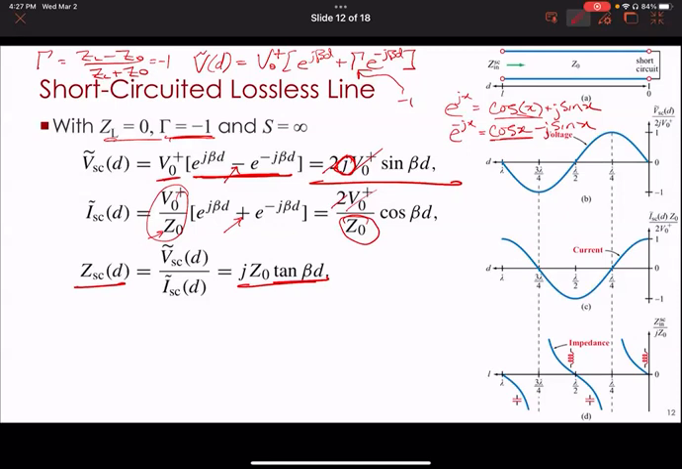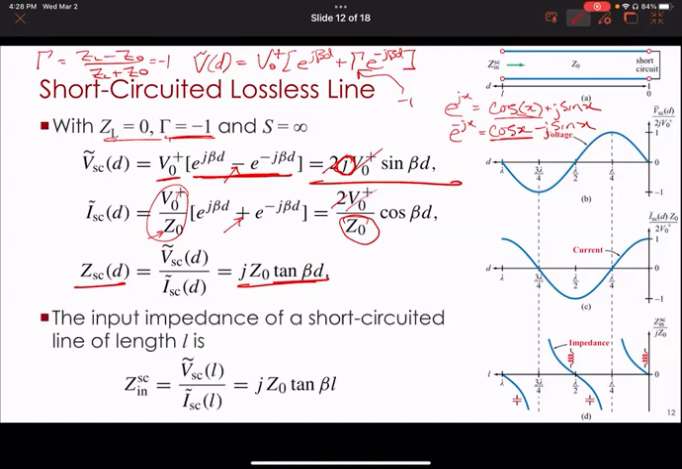So it's jZ0. J just means it's imaginary. It's a reactance. Z0 is whatever the characteristic impedance of the line is. And then we have beta D. So we're going to take this in a couple of cases here.